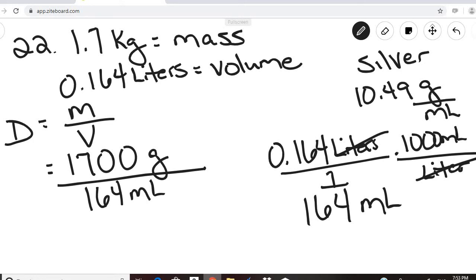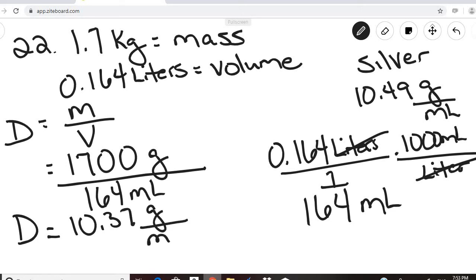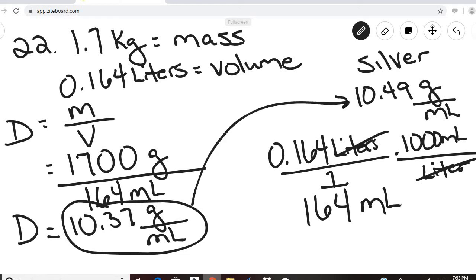And if we do that math, what you will get is 10.37. The units are grams over milliliters, grams per milliliter. Okay, and we're comparing that number. So this is our calculated number. This is the number that we were given as the density of silver.